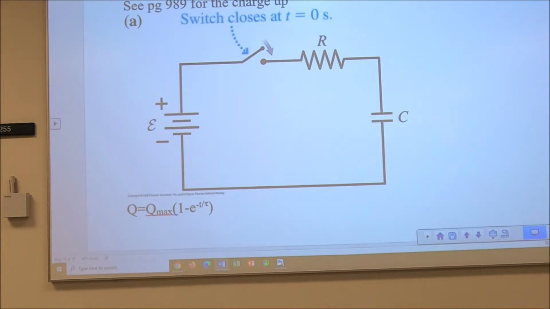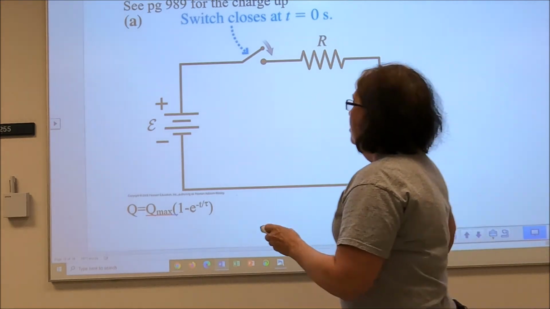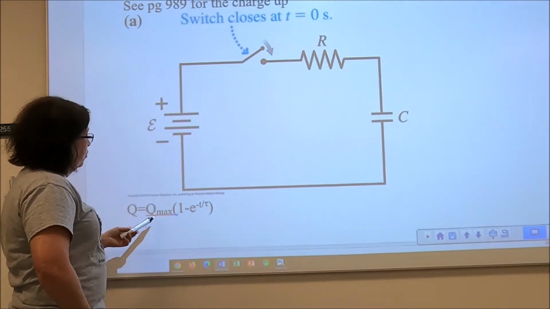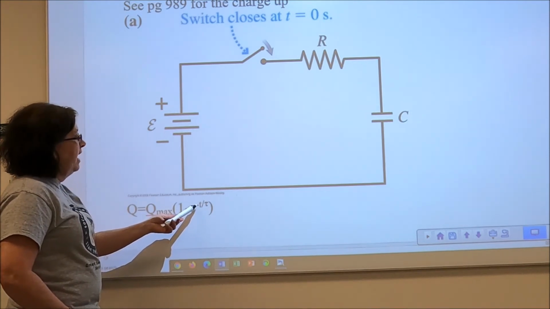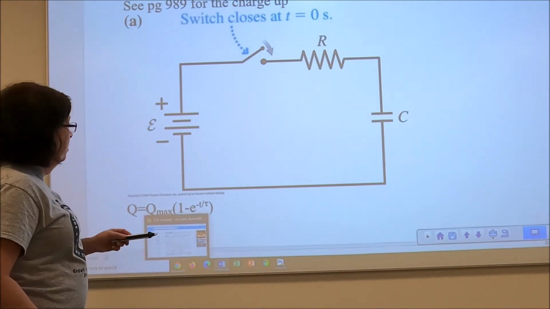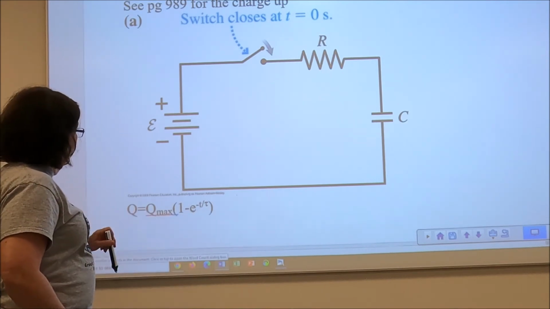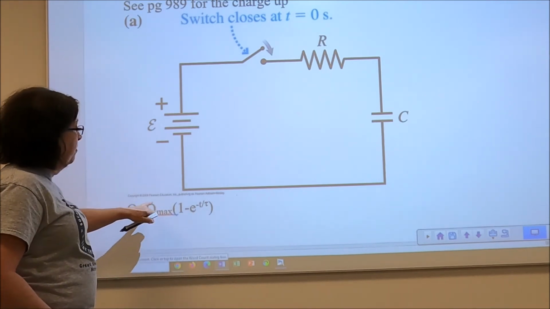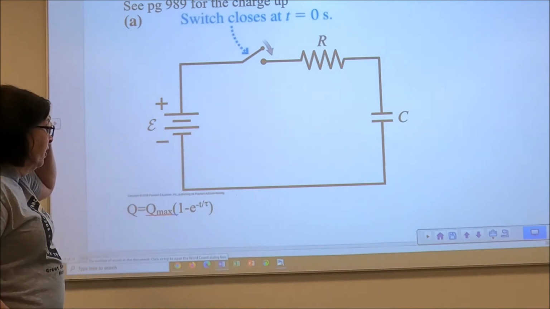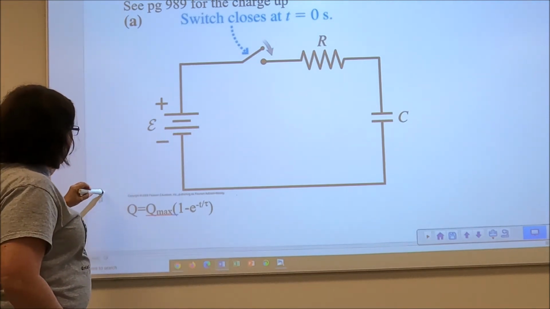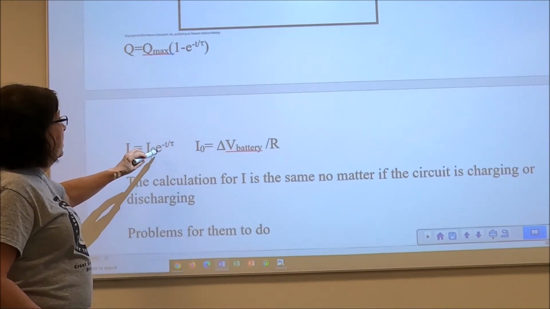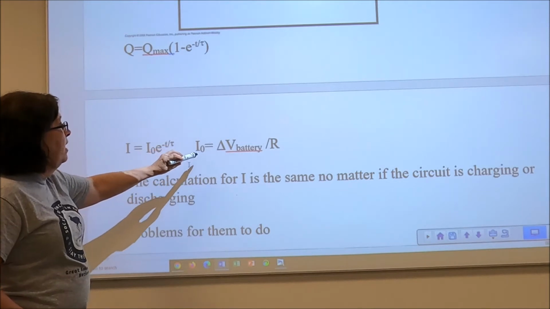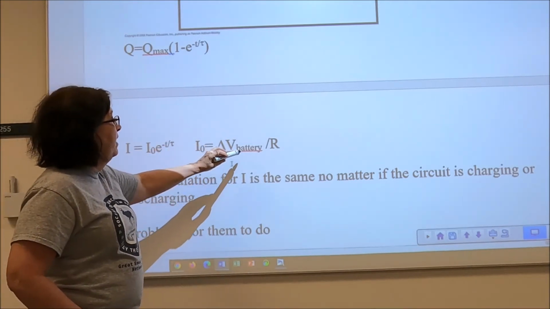Now, this is a charging circuit. Q at any time is going to equal Q max times 1 minus e to the negative t over tau, where Q max is the maximum charge that can be held on the capacitor. I still equals I0 e to the minus t over tau, and I0 is delta V over R.